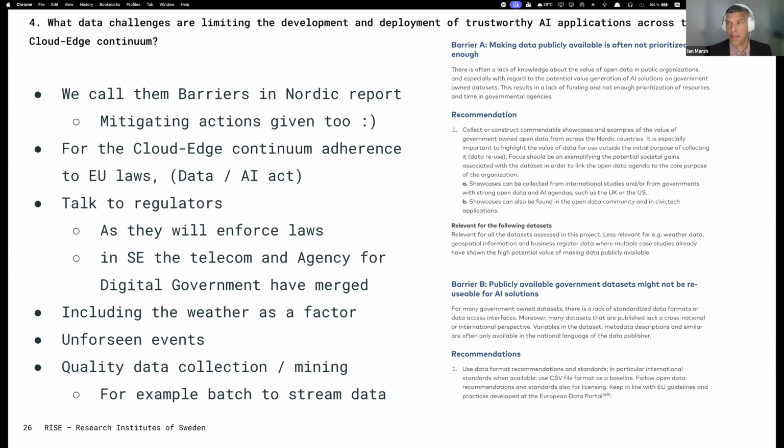I would say talking to the regulators is quite important as well. So this is not in the barriers, but this is answering your question. For example, again, I'm sorry, I'm giving a Swedish one. Our telecom regulator and our digital agency have merged because the regulators got the power, but they are strong in legal matters and not that great at computer science or data issues. So they've merged with the digital government agency because one is legal and one is technical.